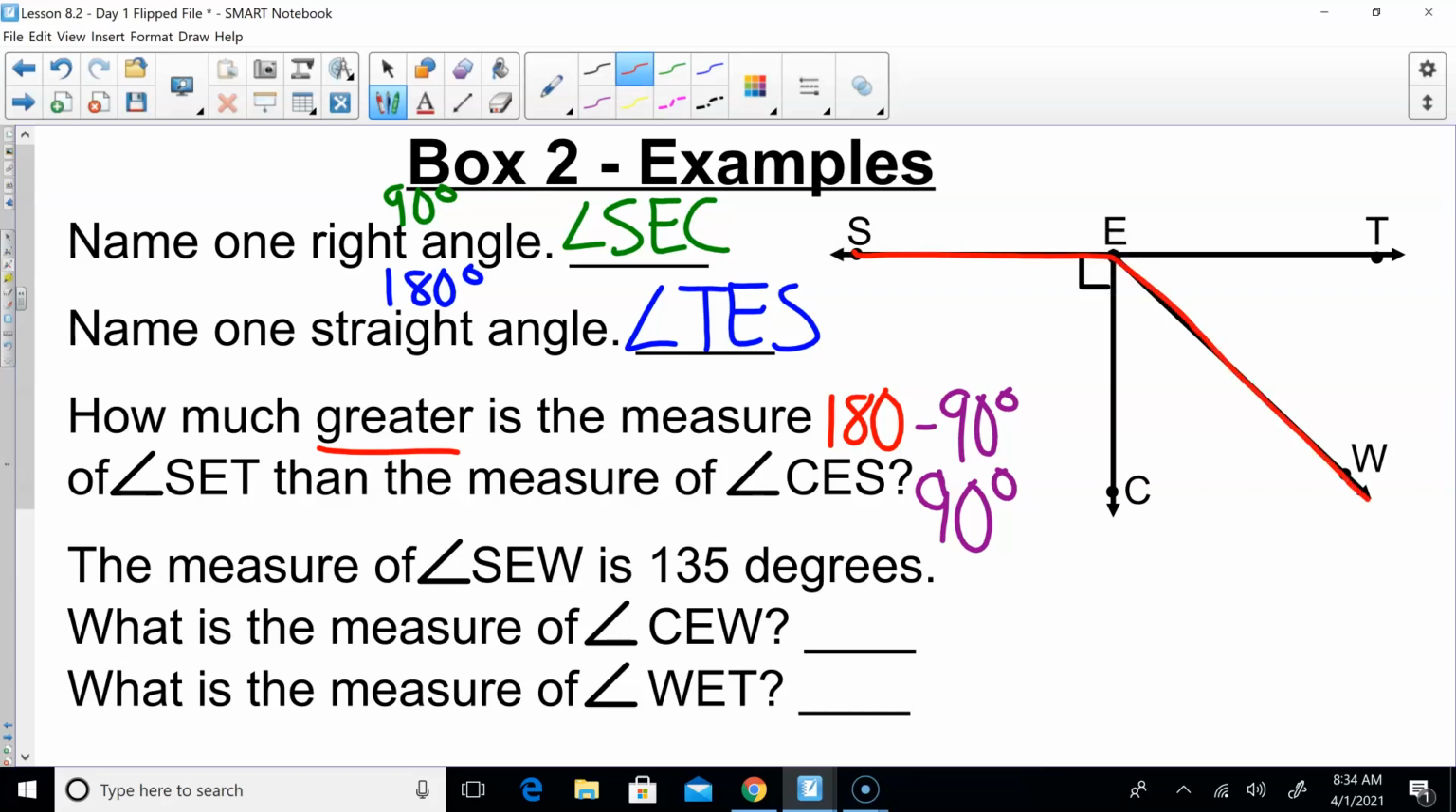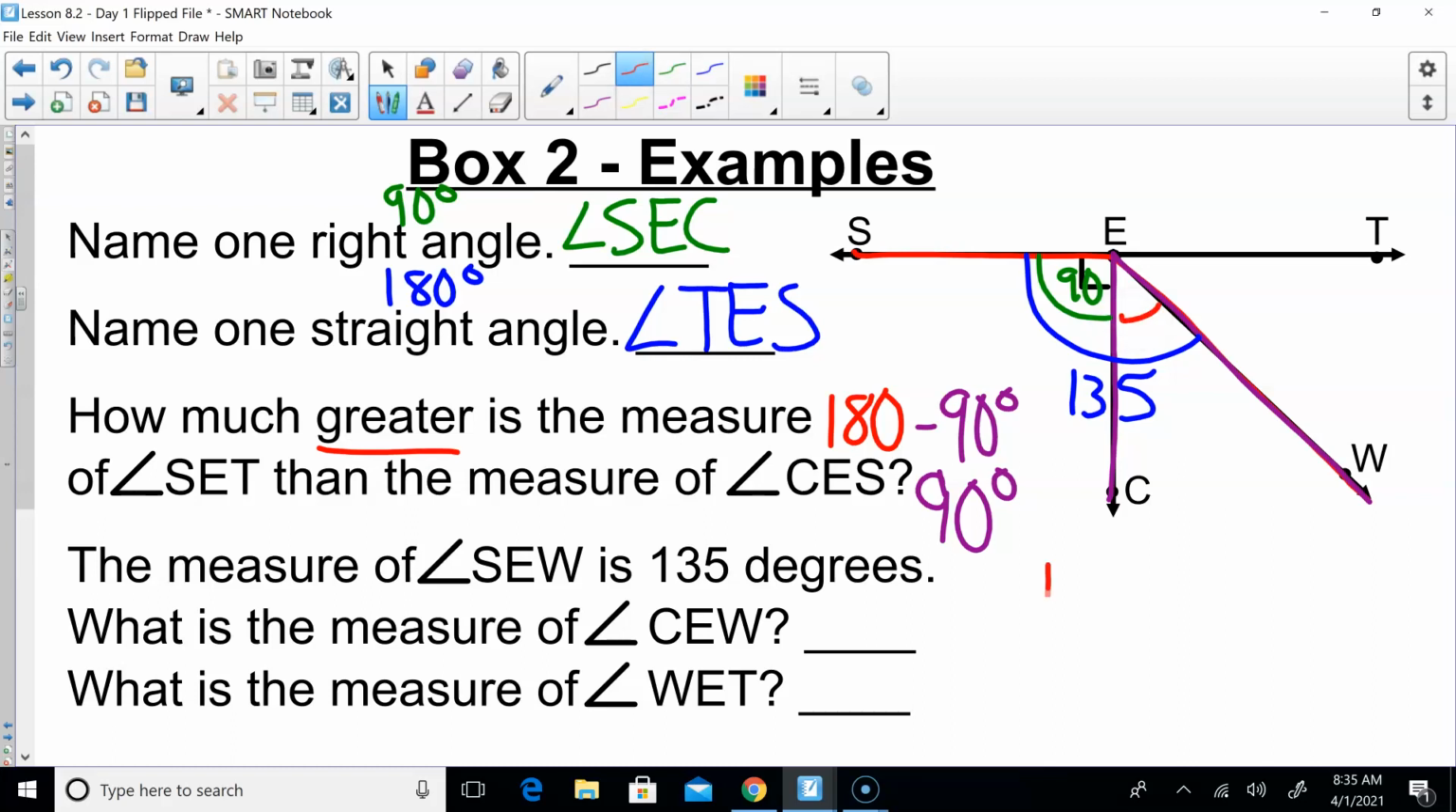It says, what is the measure of CEW? So that would be this one right here, CEW. Well, unless I had a protractor out, I don't have that. But what is the measure of WET? All right, well, let's figure this out. They also want me to figure out the other one, but we'll stop with the first one right now. What is the measure of SEW? Well, if we know that from here to here is 135, and we know from here to here is 90, to figure out the rest of the difference, all we would really have to do then is subtract.